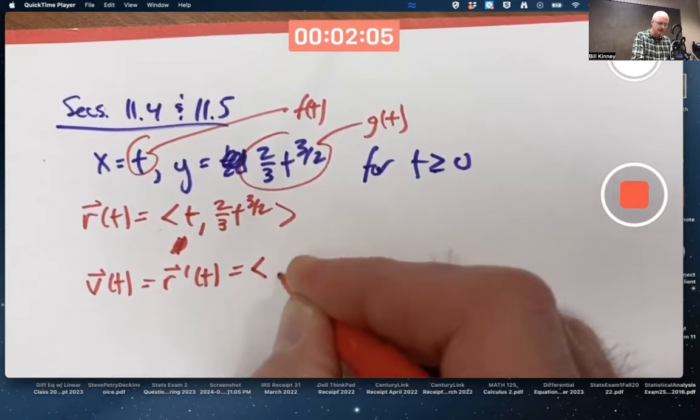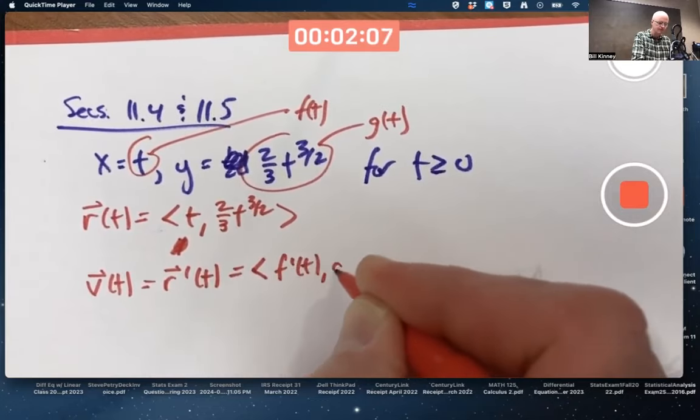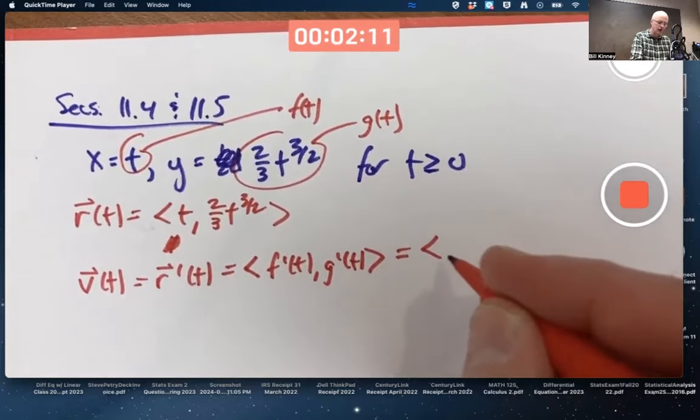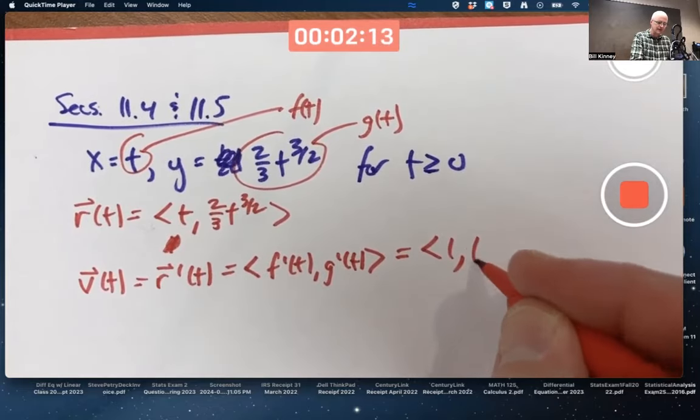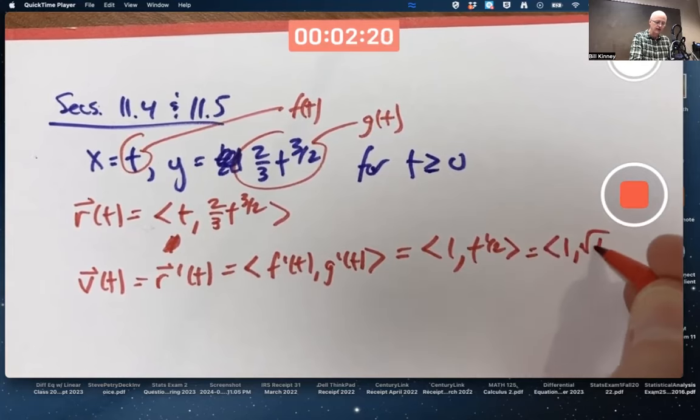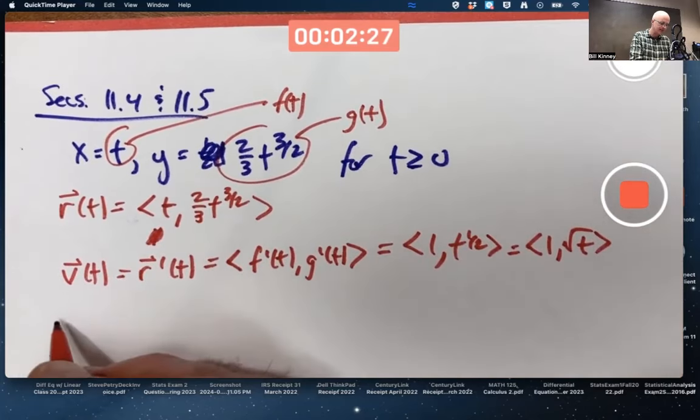And then the velocity vector is the derivative of the position vector. Its components are the derivatives of f and g, which in this case will be 1 comma t to the 1/2, 1 comma square root of t.